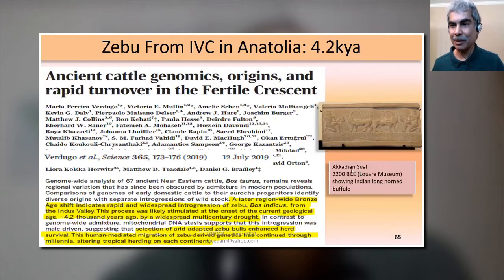And I'm correlating that with the Akkadian seal in the Louvre Museum in 2200 BC that shows the Indian longhorn bull. Very, very important because the Indian buffalo is adapted to the arid conditions of India. And that is very, very valuable if you go to places where there's a drought and so on.